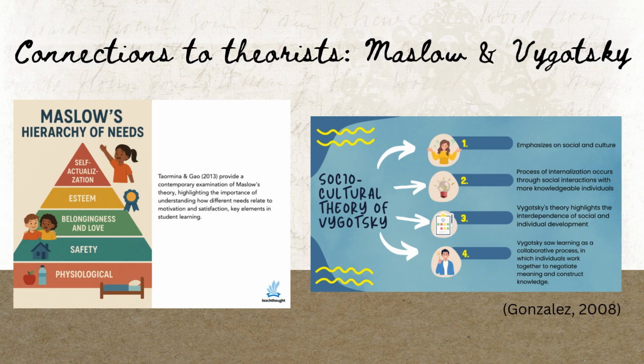In addition, Vygotsky's sociocultural theory suggests language acquisition is a social process, with children learning through interaction with more knowledgeable others within their zone of proximal development and using language to guide their own learning. Dual language programs align perfectly with this theory by providing rich social interaction and collaborative opportunities, allowing students to acquire both languages through guided participation in a culturally relevant environment.